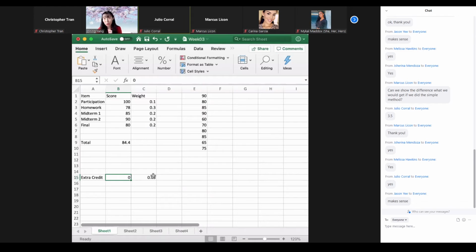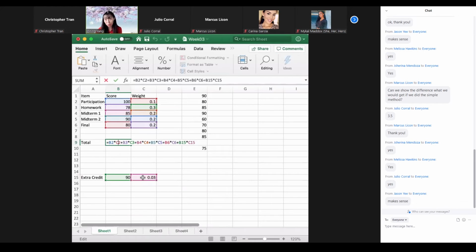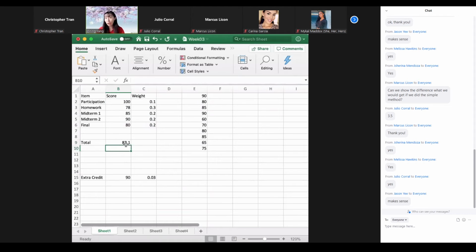And then we talk about extra credit. So if you take extra credit, and let's say you get 90. For now, I designed it to give you another 3%. So that's 0.03. So again, X times W. I add that to what you already get. And now you raise from a B to a B plus. You raised from 84 all the way to 87, and 87 is a B plus. So that's the impact of extra credit.